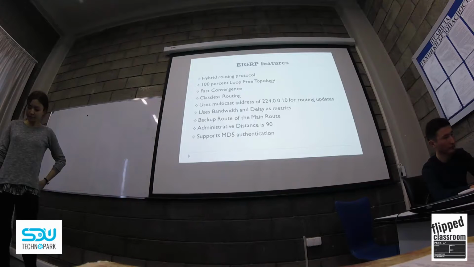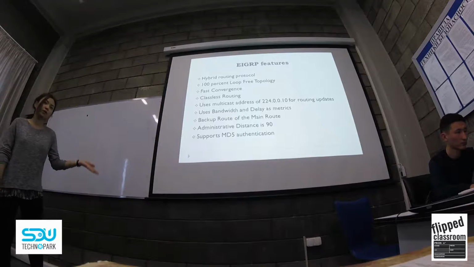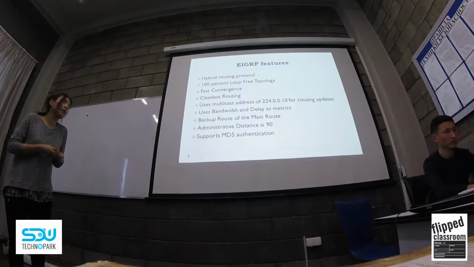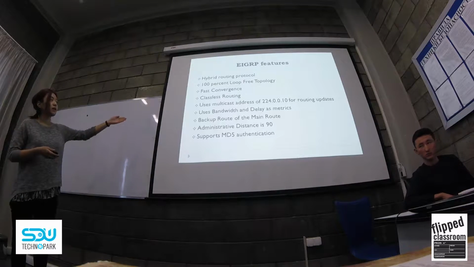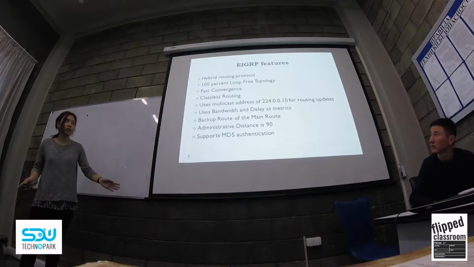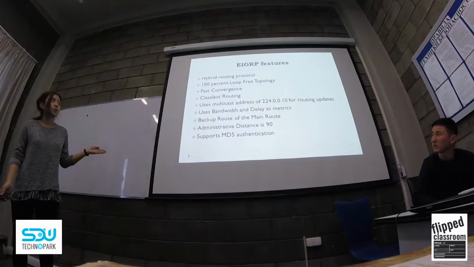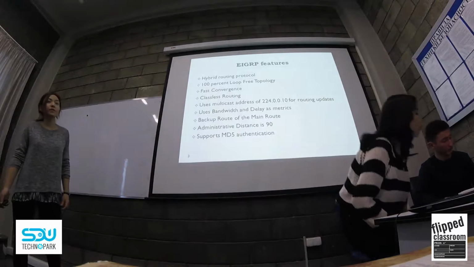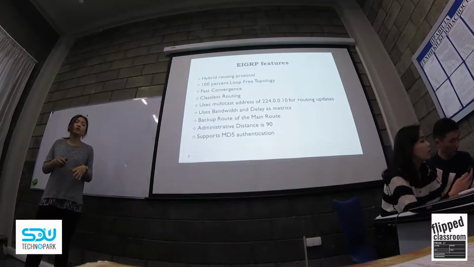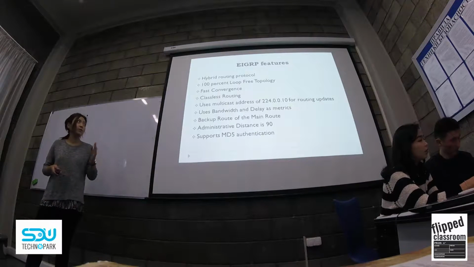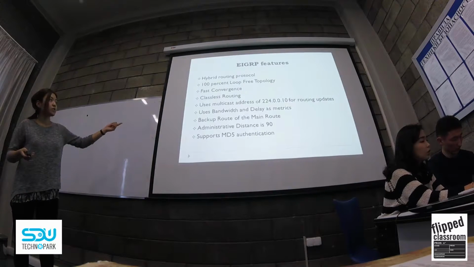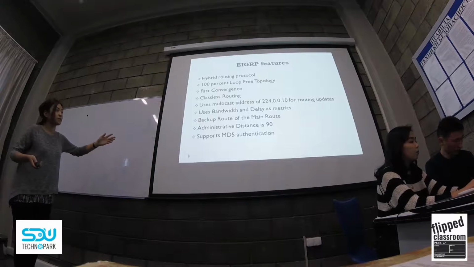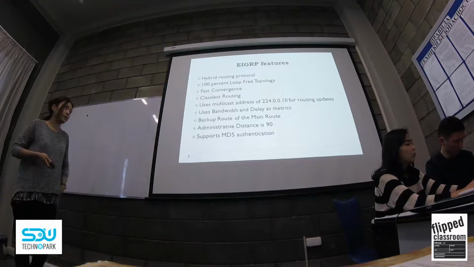The first one: EIGRP is a hybrid routing protocol, which means that it has features of both distance vector and link state protocols. As a link state protocol, it has a 100% loop-free topology, so there is no chance for a loop to occur. Because of that, it also has really fast convergence, which is good because we will not have problems with it. And because of that, it is classless routing. It understands VLSM and can set subnet masks for any other routers.